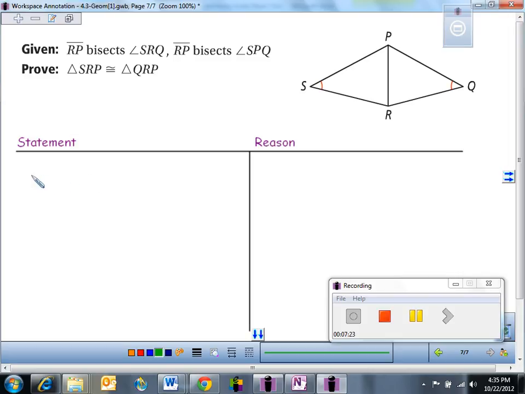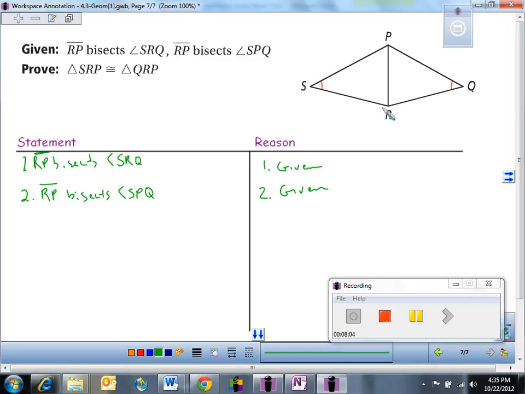Here's the last one. So we need to get all this information written down as given. So RP bisects. So we are actually given no sides and no angles. So why do they have these red markings in here? So let's look. Angle SRQ.